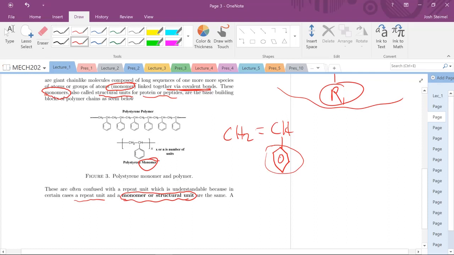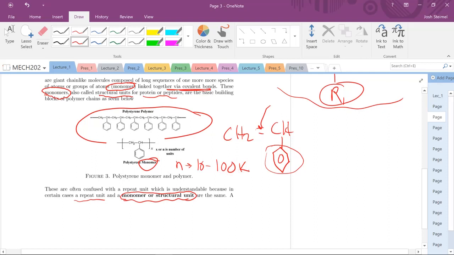So it's composed of this unit. We'll see that there's a certain chemistry that's going to break this bond and then create this long polymer chain here. You can see the abbreviation for this polymer, where it's X or N number of units. This number can vary between 10 to 100K.